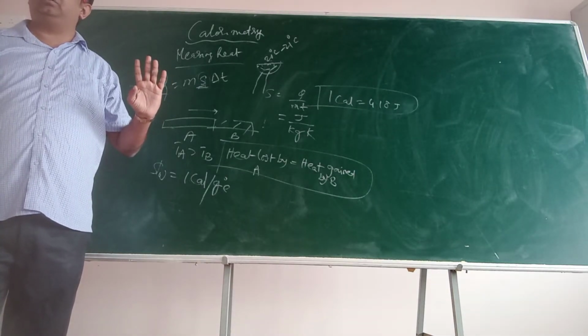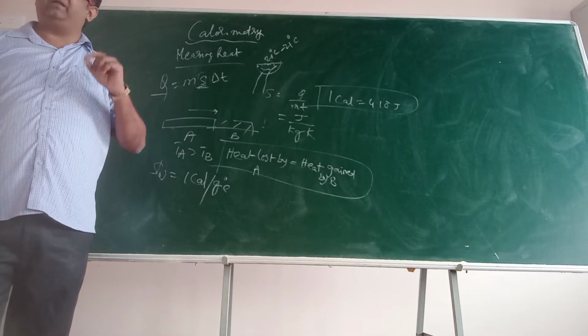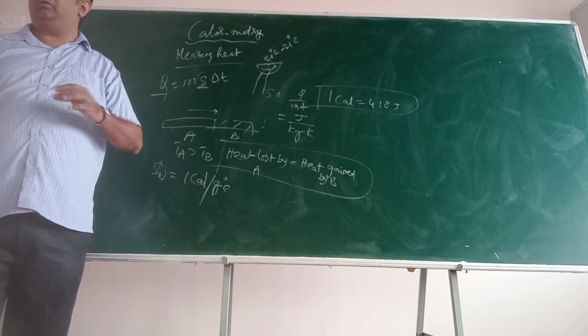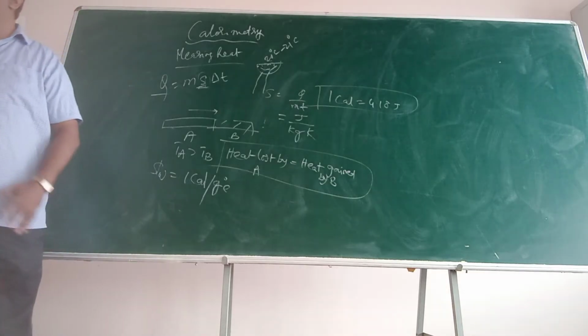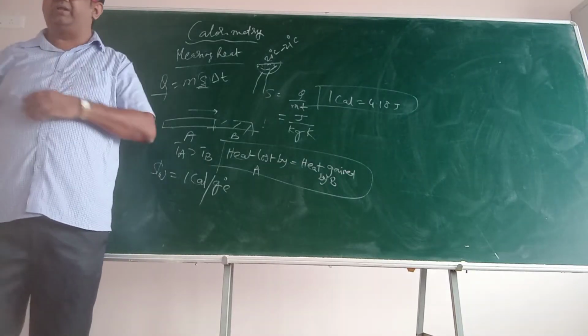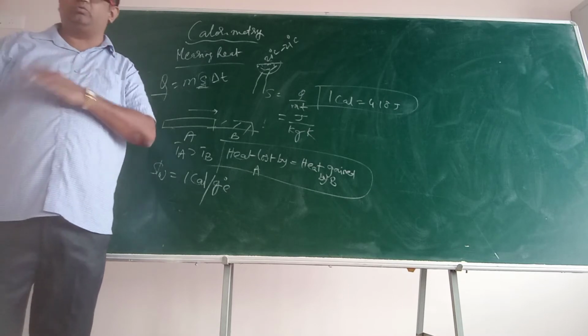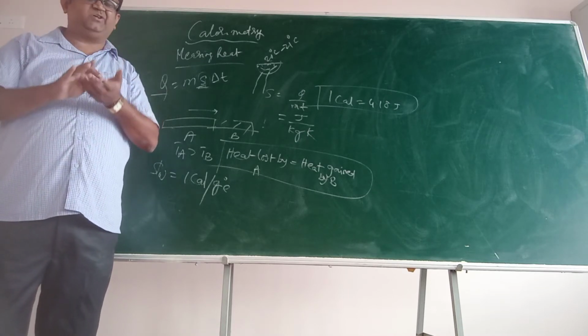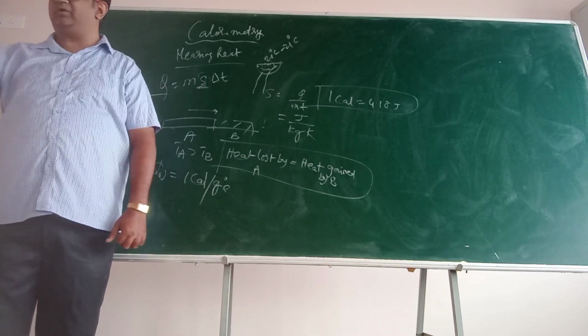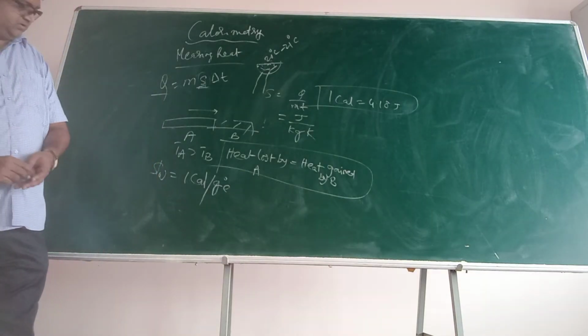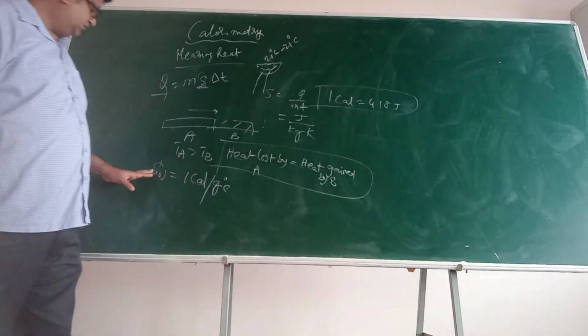Clear now? 1 gram, 1 degree you want to give a raise. Now this happens at 20 degrees, from 20 to 21 at room temperature, more precisely. It is not from 0 degree to 1 degree. Okay? It is not from 0 to 1 degree. It is basically close to room temperature, 20 to 21 degrees. Like that you can understand. Okay? So that is the specific.